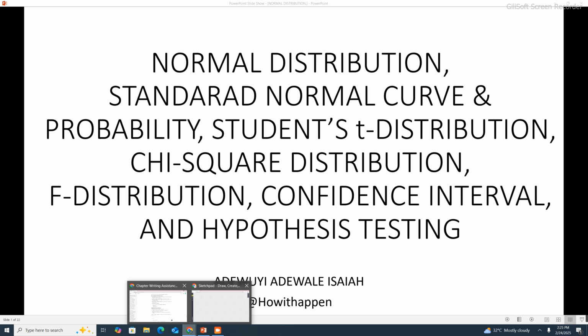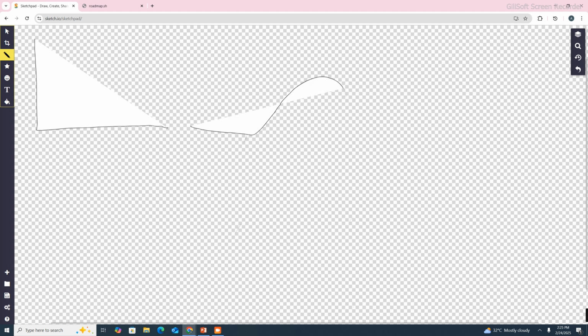The first thing I want you to know is that for every normal distribution, there's something you must understand. Let's assume you gather a lot of data, let's say the age of students in a class. When you gather that data, what you will observe is that each time you plot it, it always follows a bell-shaped curve like this.